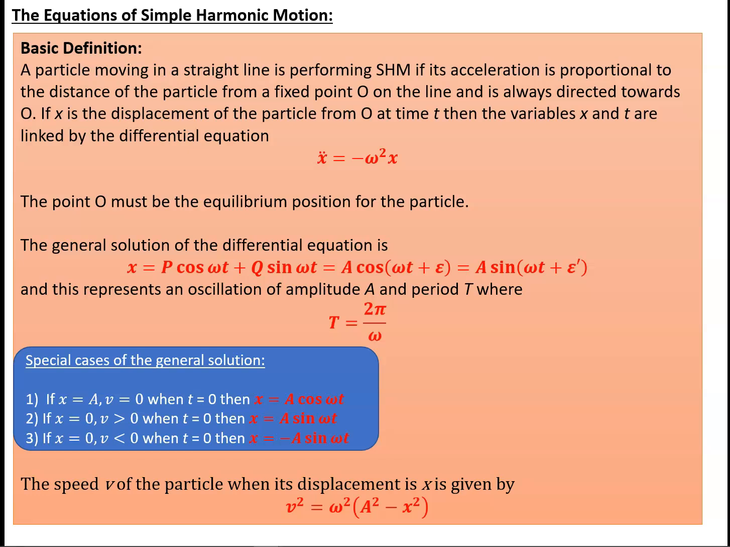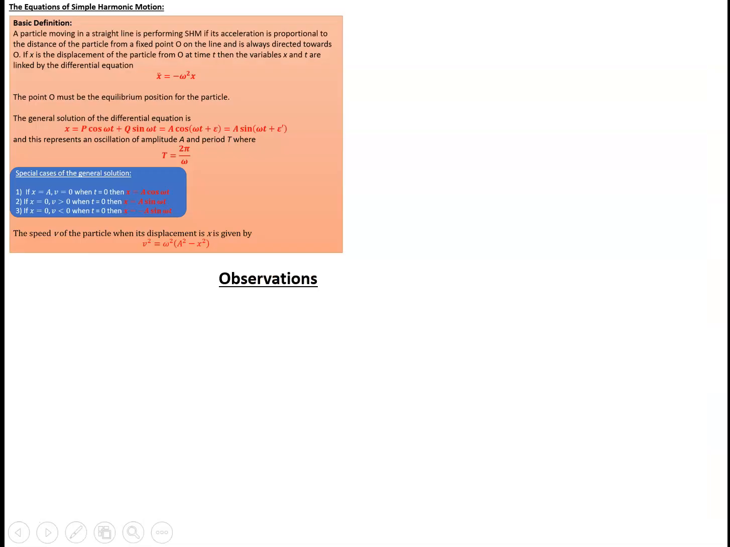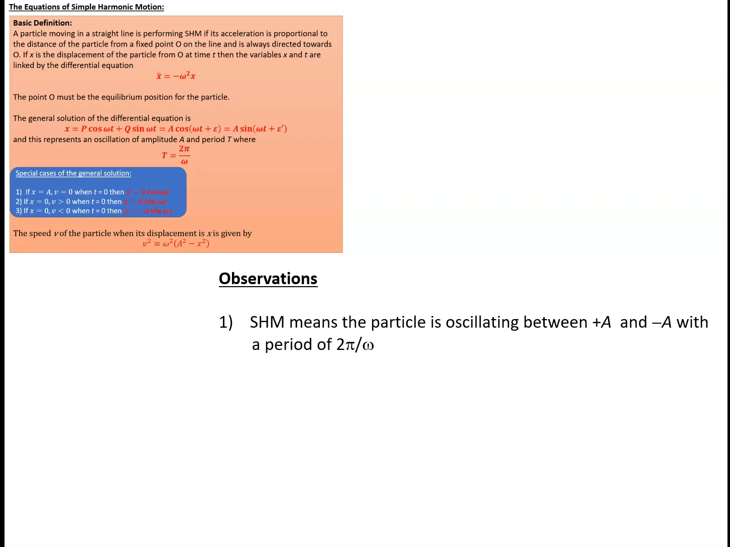Now, before we go on and look at examples of this, let's just make one or two important observations of these equations. First of all, simple harmonic motion means that a particle is going to be oscillating between x equals plus a and x equals minus a with a period of 2 pi over omega. Secondly, the maximum speed is omega times a, and this occurs when x equals 0. That's a direct result of the equation v squared equals omega squared times a squared minus x squared.